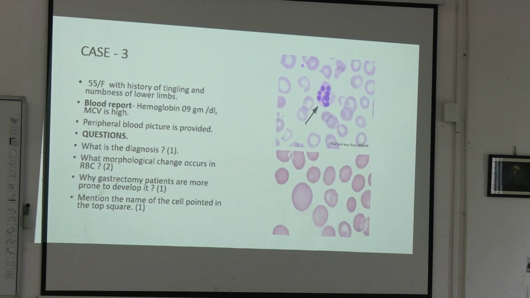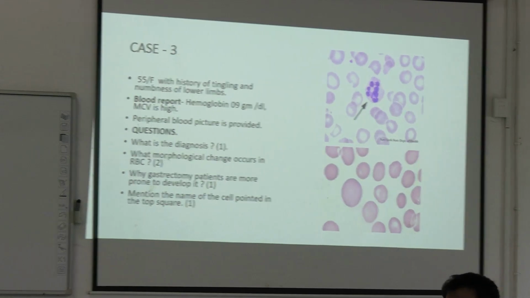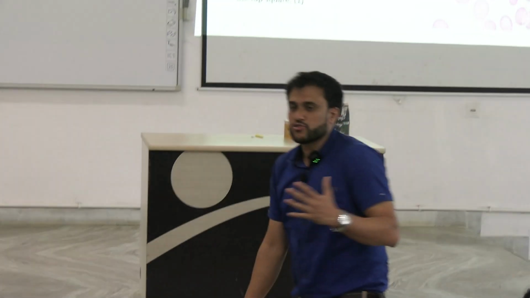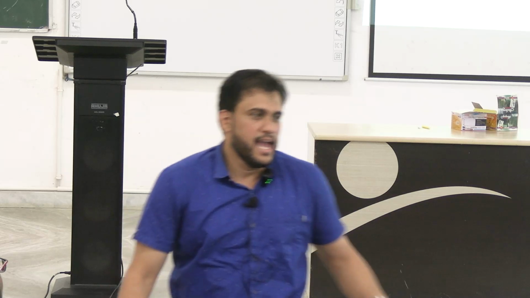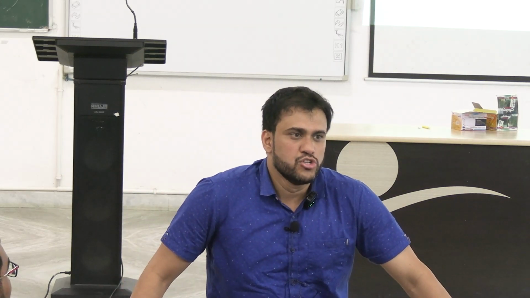So this is not the only criteria. What we see first of all is the indices. So what will happen to the indices? Just suppose the examiner asks you, what are the red cell indices? MCV, MCH, MCHC. So what will happen to your MCV? MCV will be raised. So this is a case of macrocytic anemia.